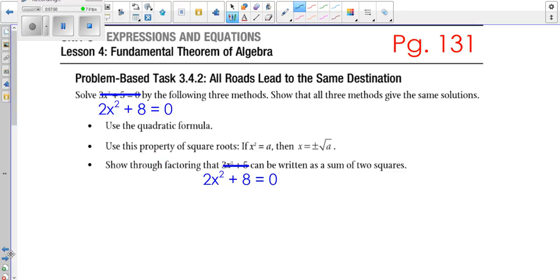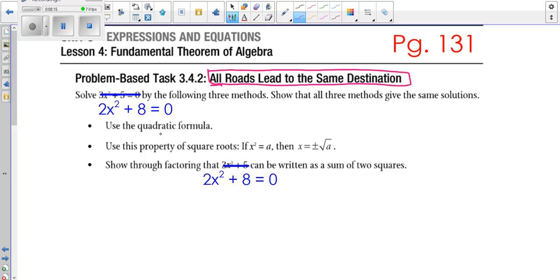Okay, so let's move on to the PBT. Go ahead and change the function that they gave you. It actually works out really poorly, so we'll just use this one instead. We're actually going to solve this equation by using three methods: the quadratic formula, the property of square roots, and also factoring. We're just trying to show you again that all roads lead to the same destination, so no matter which method you use, you're going to get the same answer.